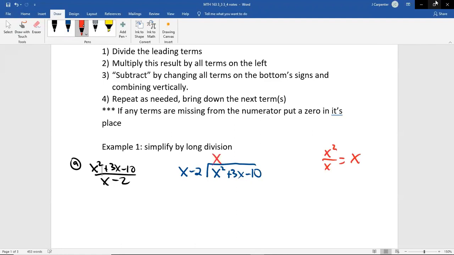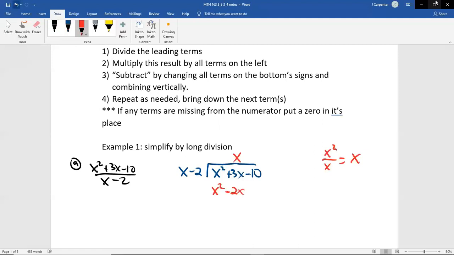You don't put it here, you don't put it here. You want to stack them appropriately. Here's your x column, here's your quote tens, if you will. So that's where your x should go. Then we're on step 2. Multiply this result by everything on the left. So the x times the x is going to be x squared. Then the x times the negative 2 is going to be a negative 2x.